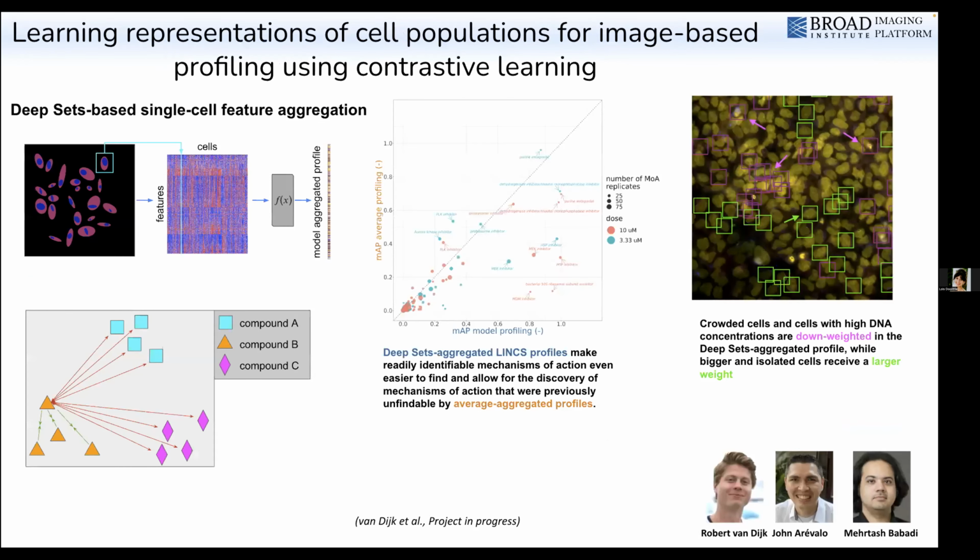Yet another project in this work is led by Robert Van Dyck, who built on ideas by Mekash Babadi at the Broad to learn representations of a sample of cells that can do better than simply aggregating the profiles. The general idea here is that one can use the framework of deep sets in a contrastive setting and then try to learn an embedding of a set of cells such that the replicates of the same perturbation are made to look similar to each other while non-replicates are made to look dissimilar.